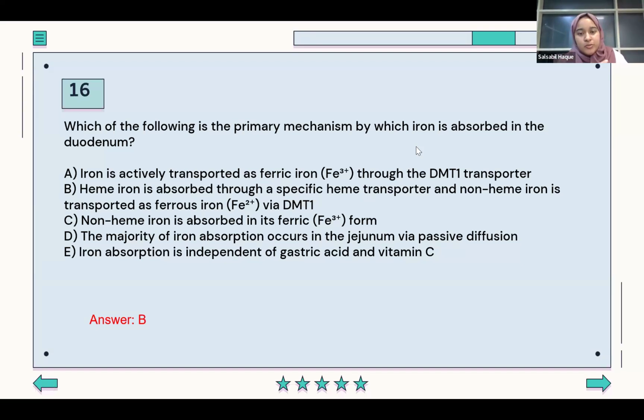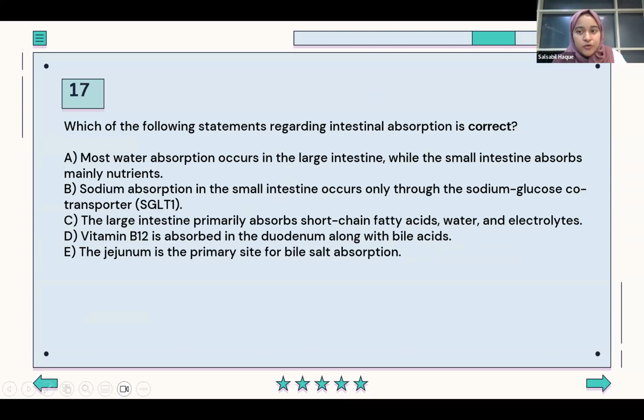So it is B. Heme iron is absorbed through a specific heme transporter, and non-heme iron is absorbed as ferrous iron via DMT1. We'll go through the pathway just quickly. Before that, let's solve the next question of this lecture. Which of the following statements regarding intestinal absorption is correct?